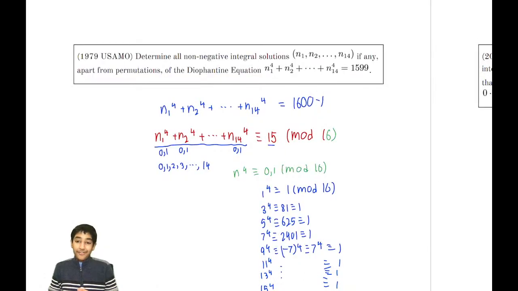And this is nothing close to the difficulty of anything you'd see on the USAMO today. So even though this is a USAMO problem, it's still much easier than anything you see today. But nonetheless, it's a very nice problem in the sense that with 1600 minus 1, we want to take mod 16 because then we eliminate the 1600 term, and we're just left with 15 mod 16, which is simple. And each of the n1 to the 4ths will just be 0 or 1 mod 16, meaning that the sum of all of them is just going to be 0 to 14 mod 16.